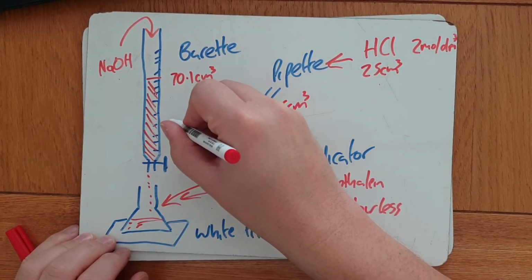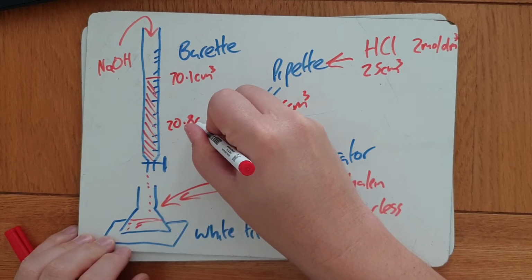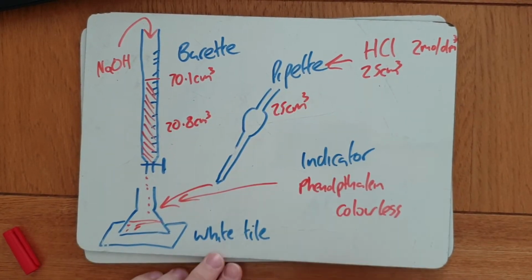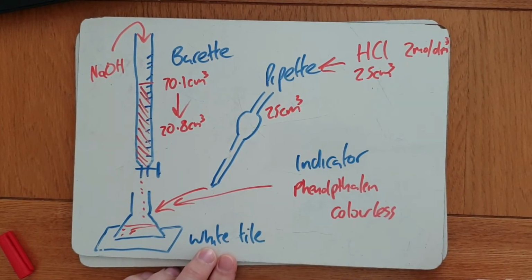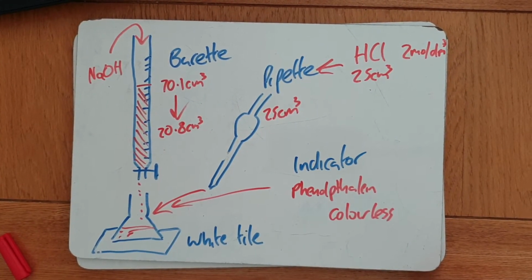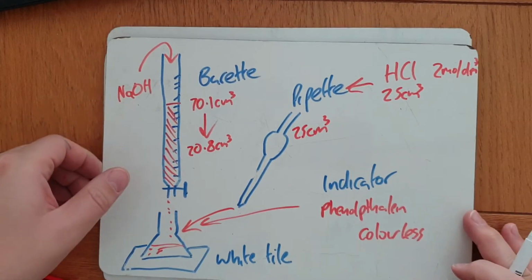Let's say this has gone down to, I don't know, 20.8 centimeters cubed. So we can look at the difference between those two, take them away from each other, and then you can work out exactly the volume of NaOH that you've used.